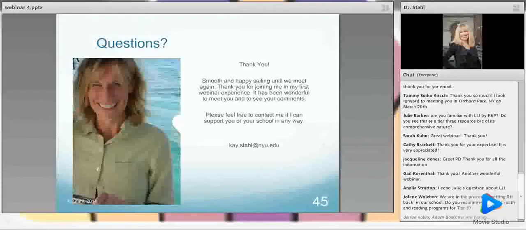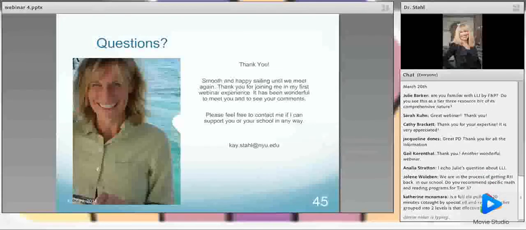Someone is asking me if I see LLI by Fountas and Pinnell as a Tier 3 resource. Tammy, I look forward to seeing you. Please come introduce yourself to me. But yes, I am familiar with LLI, and here is what seems to happen in those settings when you use that as a Tier 3 resource.